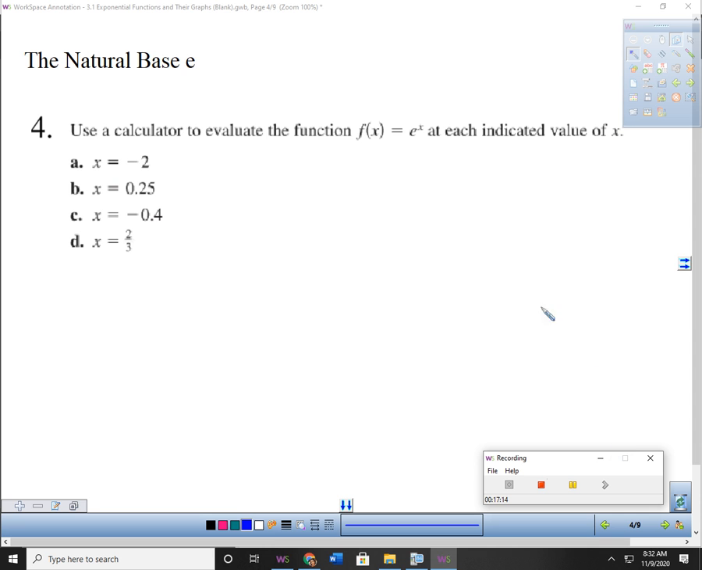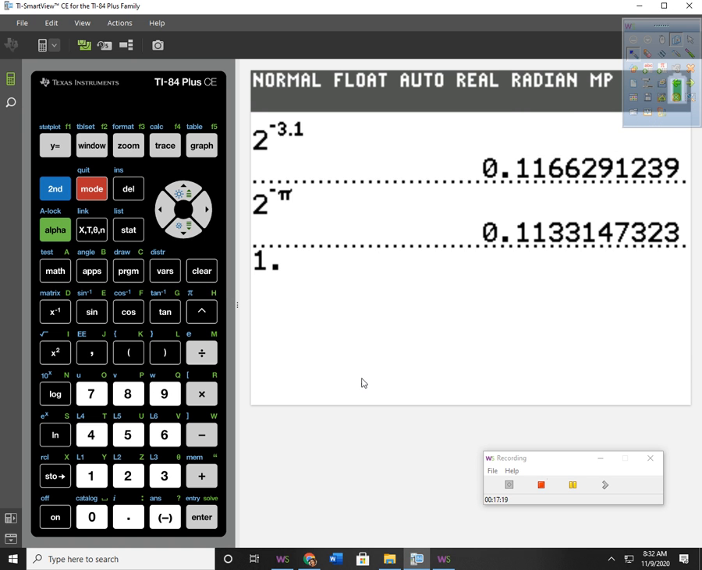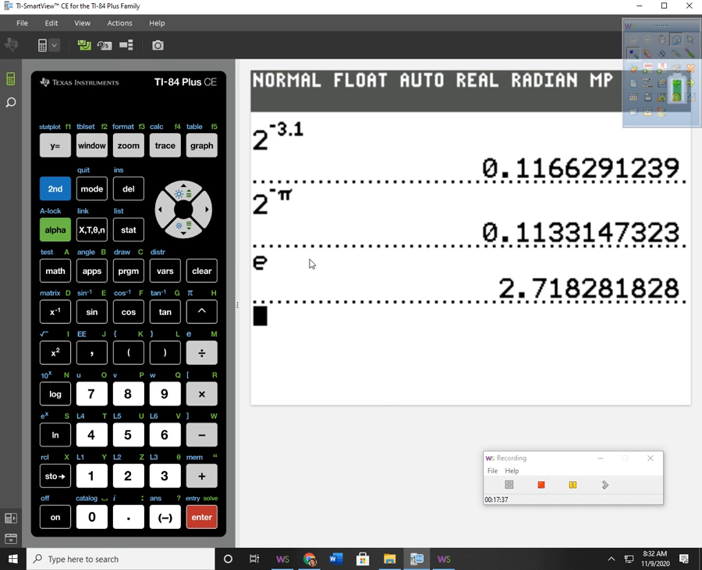Okay, so now let's talk about the natural base e. Remember, e is an actual number. It is located right above the division sign in blue. It's this little e right here. If I press the second and the division key, I get the e, and this is the value of e. E is not a variable. E is a number, kind of like pi is a number. So this is the value of e.